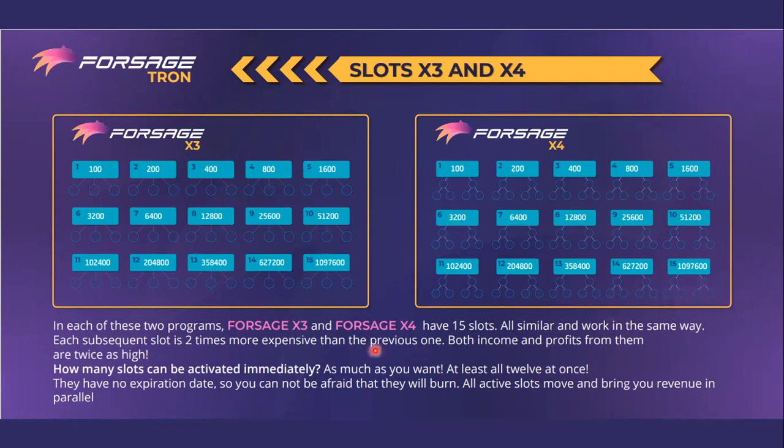Forsage X3 and Forsage X4 start with 100 and end the same way, at 1,097,600 tronics. So the question that was asked here: how many slots can be activated immediately? And the answer is as many as you want, as many as you can. And why? If you can open all 12 at once, why not? Well, because the truth is, when you have the objective to buy them all and you have the capacity to buy them all, you will buy them at cost today, as opposed to if Tron increases in value, then you would buy it at a higher rate next time. What is the equivalent of, for example, let's just say 3,200 tronics today in dollars, as opposed to if it has a higher Forex, then you would be spending more later on. Okay.